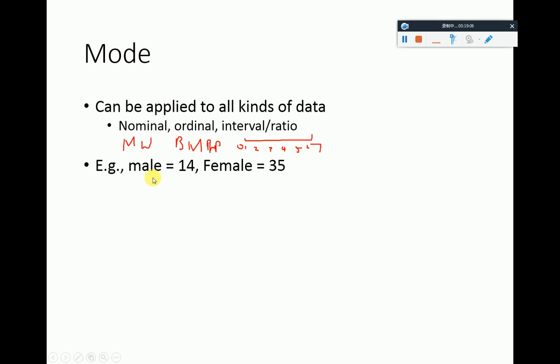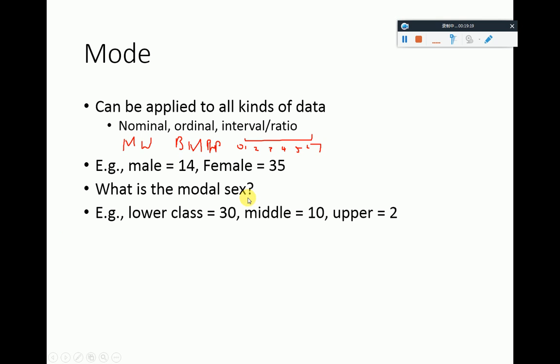So for example, if I say that in my sample there are 14 males and 35 females, then what's the modal sex? Well, female, obviously. If we're talking about socioeconomic class, obviously socioeconomic class is an ordinal type of data, because we not only have categories but we also rank them. So here we can ask, what is the modal class? Well, obviously it's lower class.